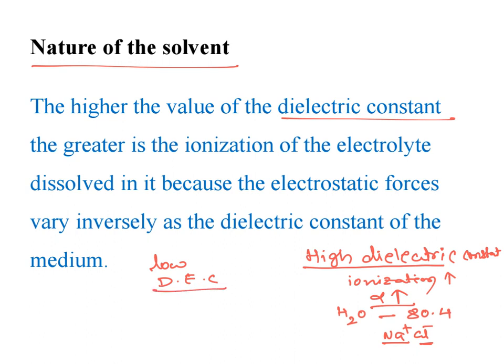For a solvent having a low dielectric constant value, the degree of ionization of a particular substance is less, and due to this alpha also decreases. For example, if I take diethyl ether, which has a dielectric constant of 4.33, and dissolve any solute in this low dielectric constant solvent, the degree of ionization of the solute will be less, and we observe a lower alpha value. This is about the nature of the solvent.